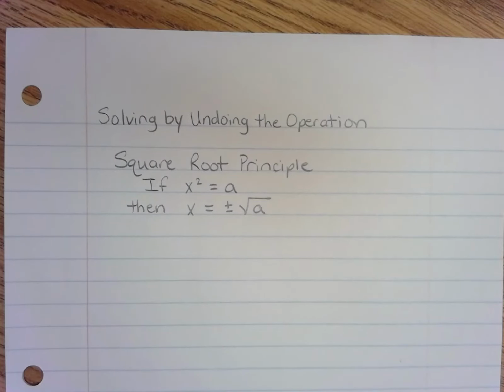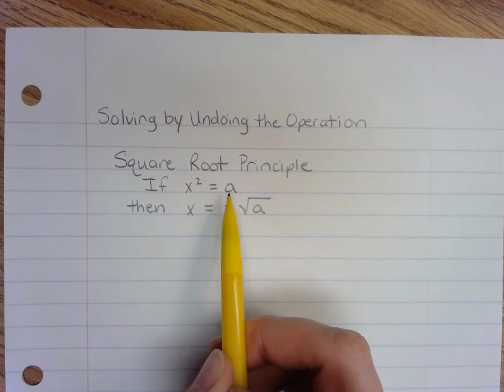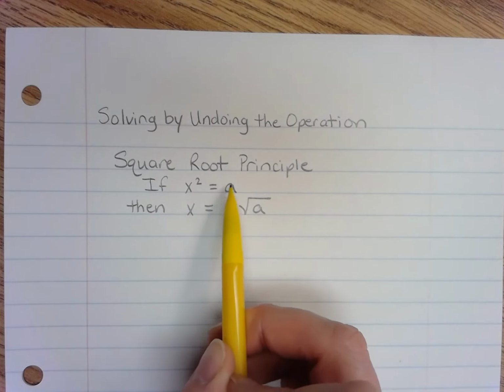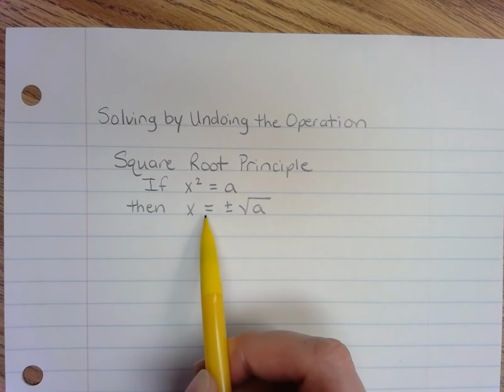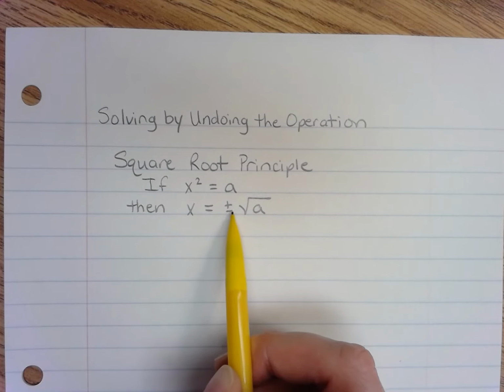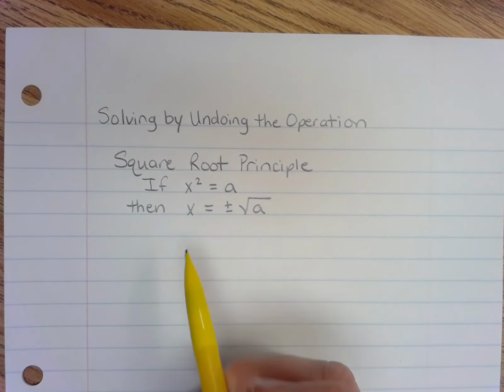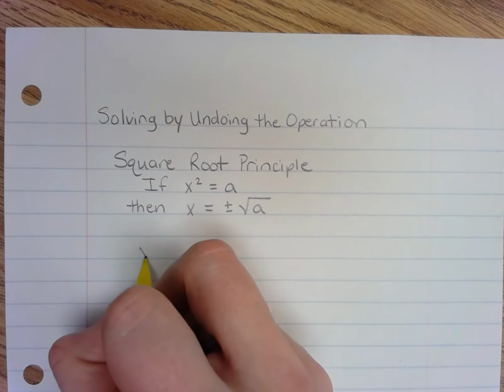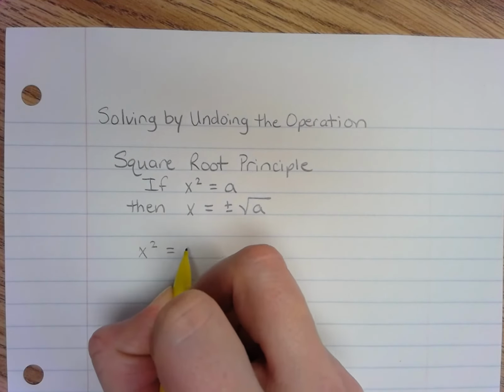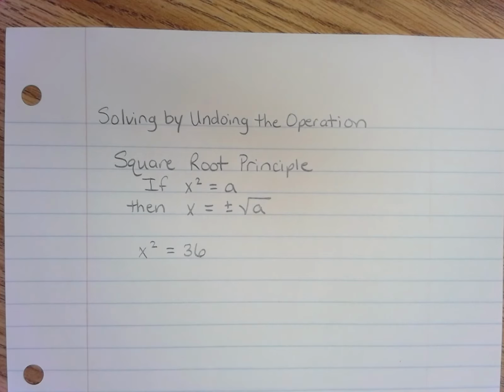In this lesson, you will learn how to solve quadratics by undoing the operation. We will use the square root principle, which says if x squared equals a number, a just represents a number, then x is going to equal the plus or minus square root of a. You will need plus and minus, because let's think about if we have x squared equaling 36.